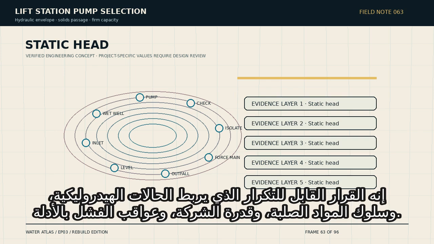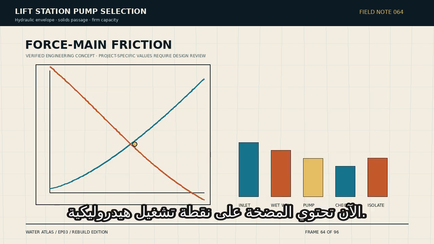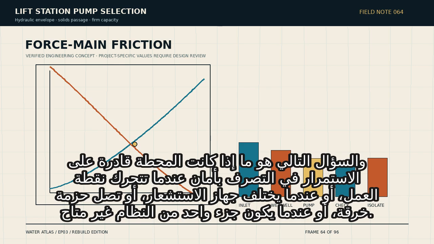Now the pump has a hydraulic duty point. The next question is whether the station can continue to behave safely when the duty point moves, a sensor disagrees, a rag bundle arrives, or one part of the system is unavailable.